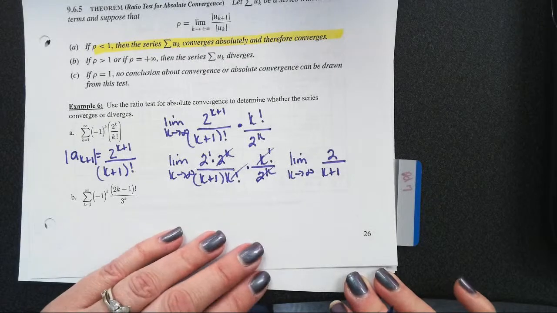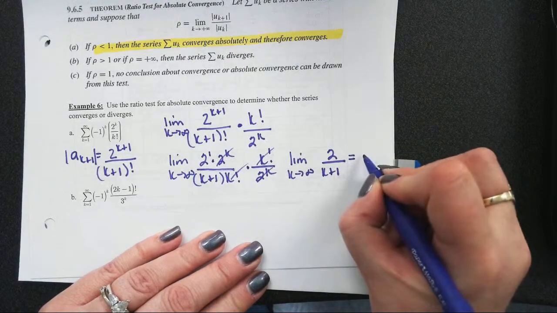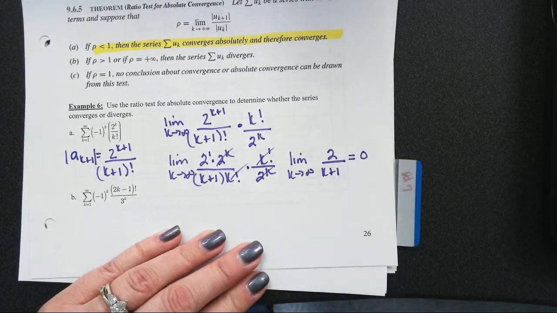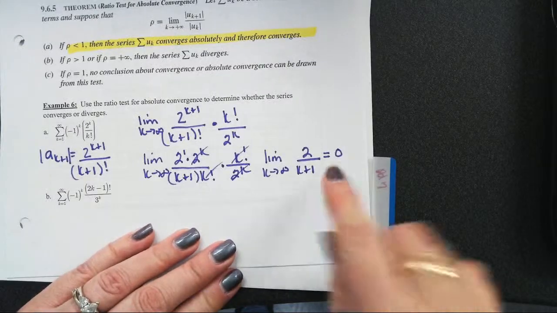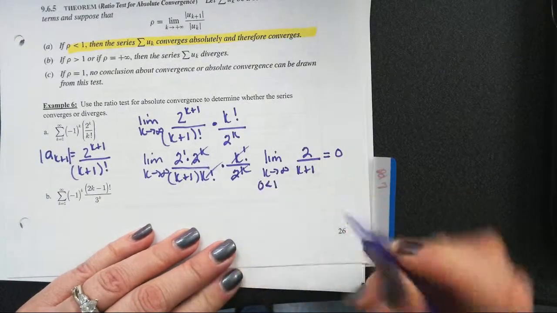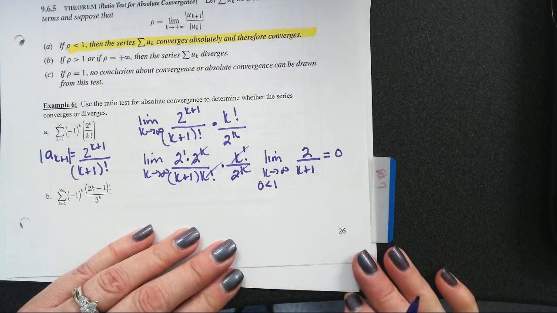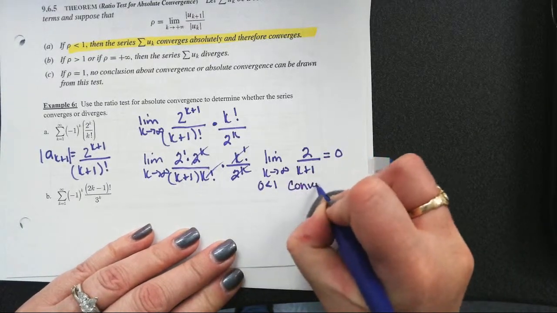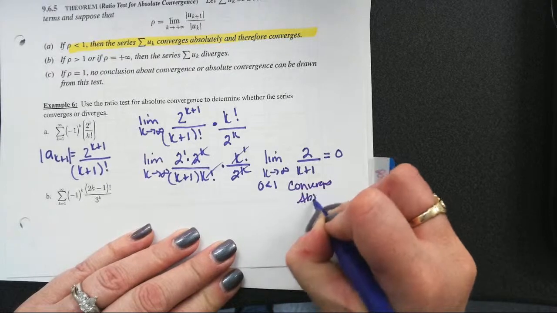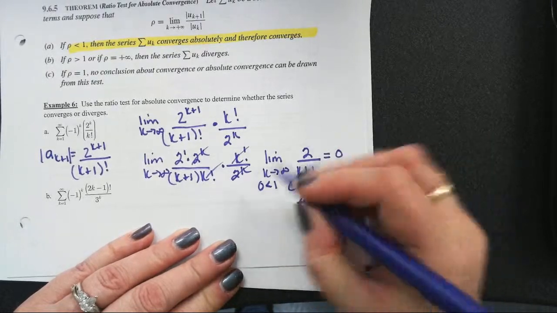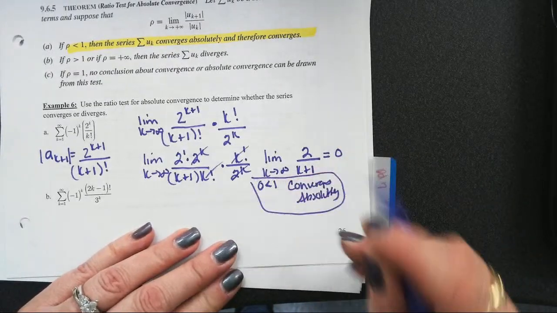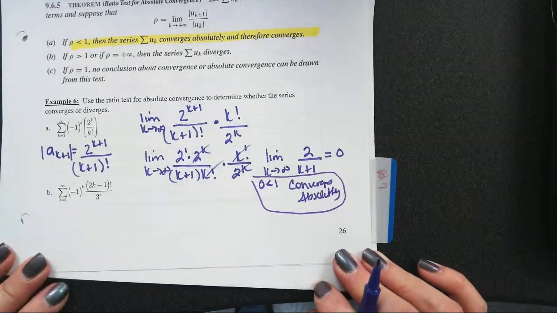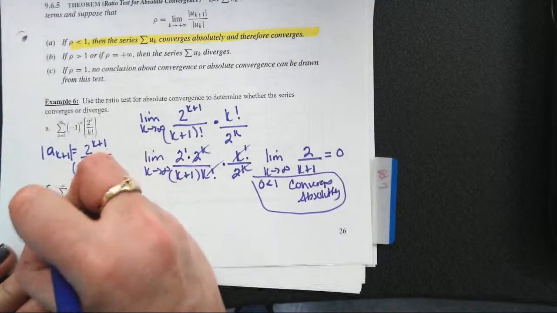What can you tell me about this limit? The limit is going to be equal to 0. So by the ratio test, I know that 0 is less than 1. So what do you know about the convergence of this particular series? It's going to do what? Converge. And it converges absolutely. Okay? Any questions on that? Guys, go ahead and do B for me on your own.